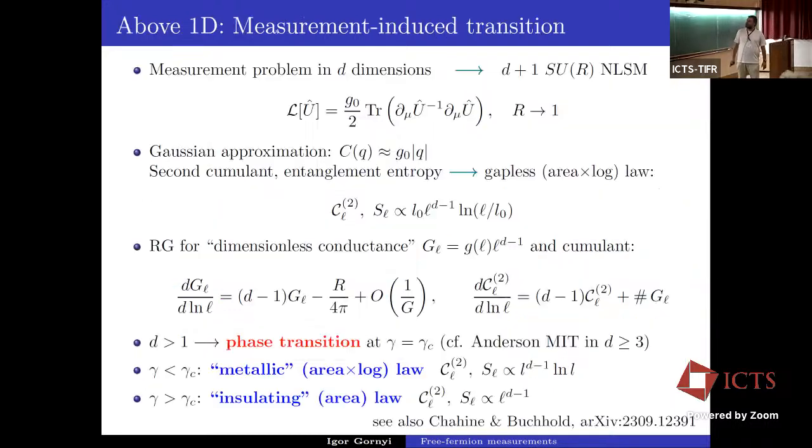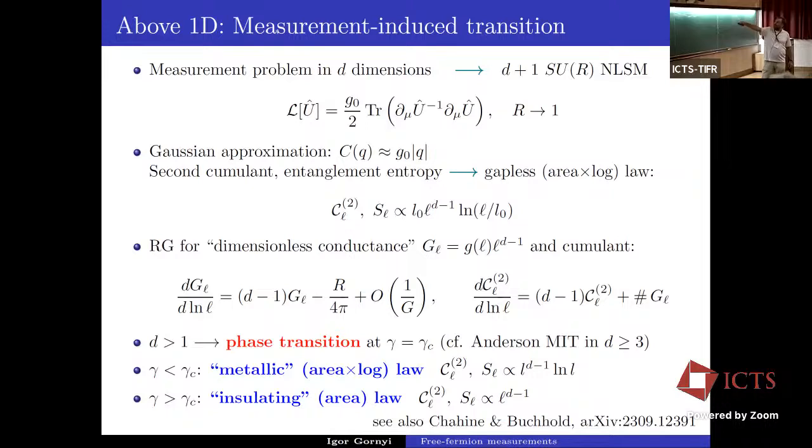Okay, so this is 1D. And now, in the remaining 3 minutes, I will show the results for 2D systems. The field theory is the same. The quantities of interest are the same: again, the second cumulant and the entanglement entropy, and the indicator of the phase transition would be the same correlation function C of Q.